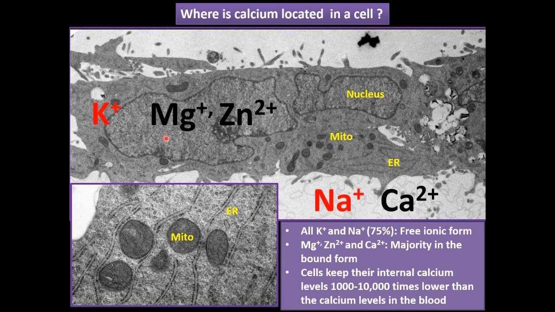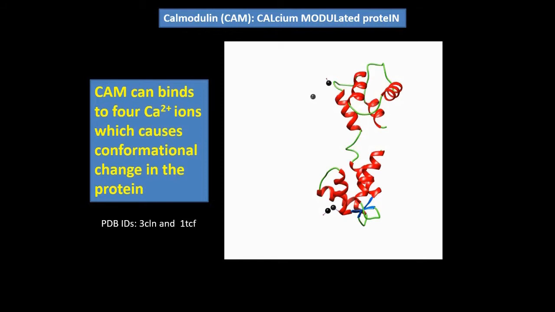sodium and calcium concentration in the extracellular fluid, for example blood, is much higher than inside of the cell. On the other hand, potassium, magnesium, and zinc concentration is much higher inside the cell than it is outside the cell. As I mentioned before, inside the cell, free calcium is maintained at a low level.